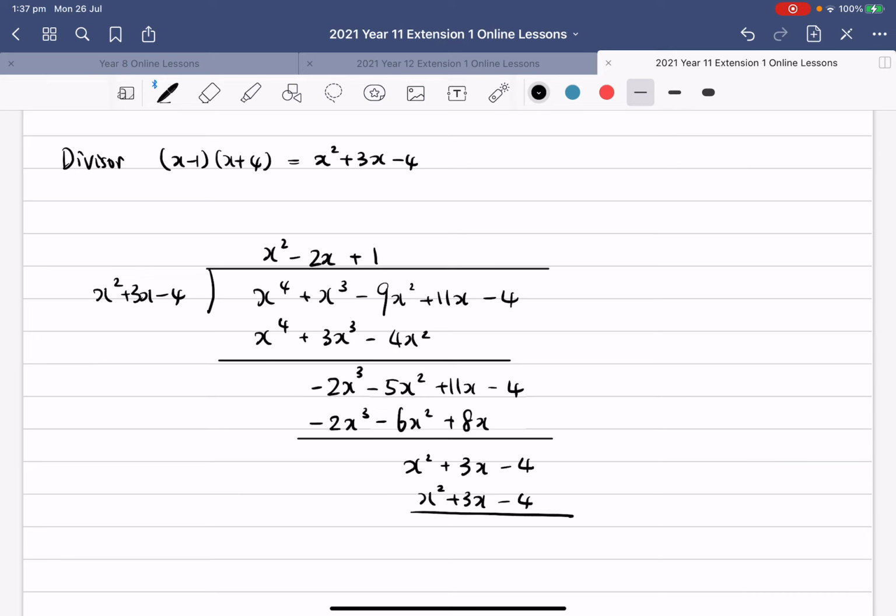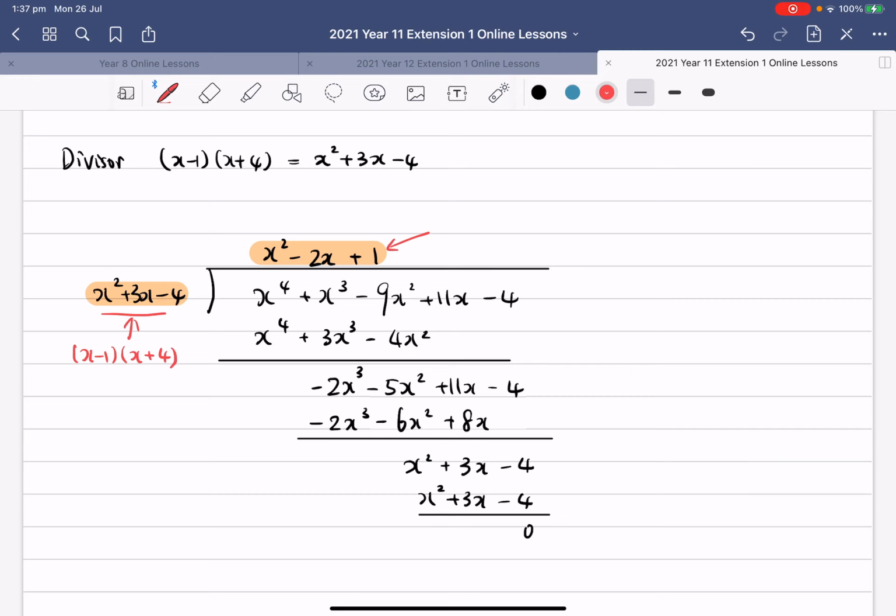And then at the end, the remainder is equal to 0. Good. If the remainder is not equal to 0, that means the factors you found are not correct. So now we have these two factors. Obviously, on the divisor side, we have x minus 1, x plus 4.